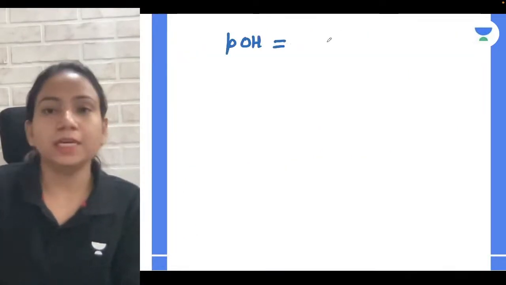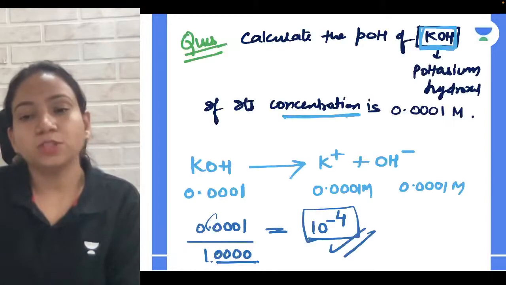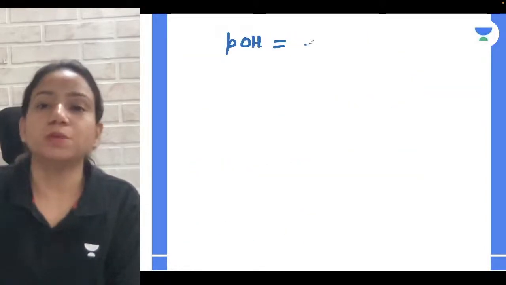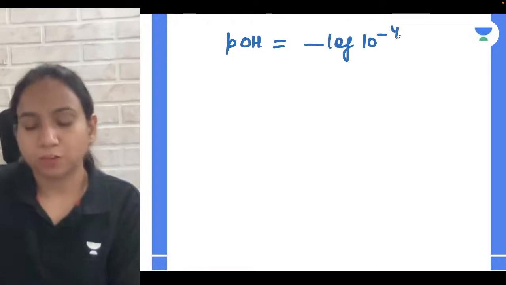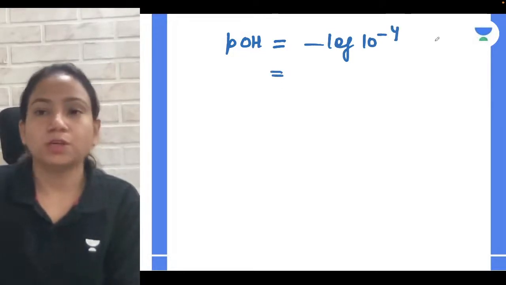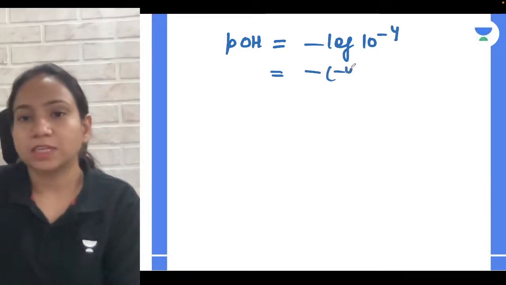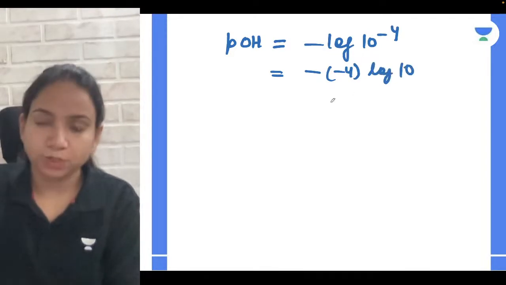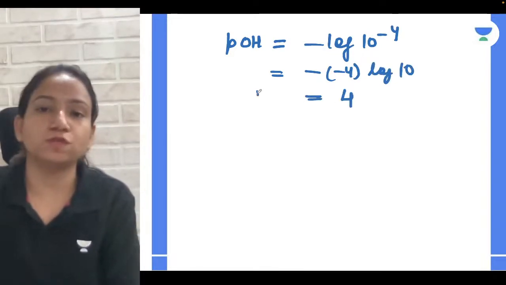So pOH will be, very good, 10 to the power minus 4 it is. So pOH will be minus log 10 to the power minus 4. And it is going to be what? Minus will come before minus. Minus 4 log 10. So the pOH will be how much? 4.